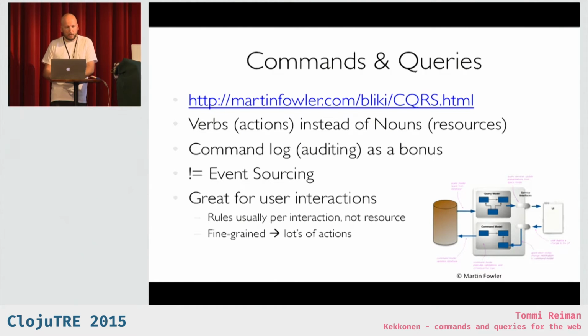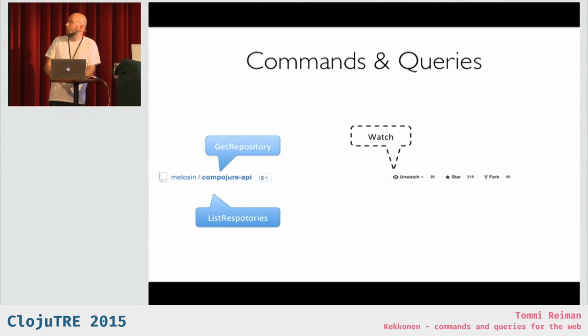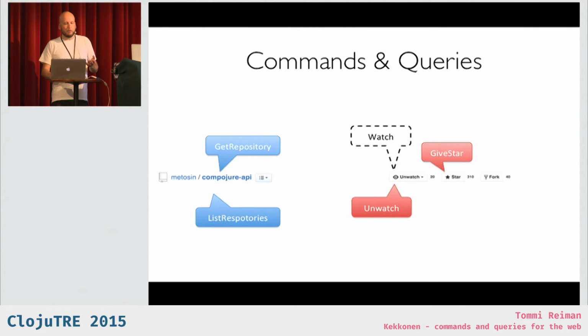But if there were a GitHub API, we would probably do something like this. So we'd have queries: list repositories, get a repository for one of those. Then there are three buttons. It's watch, but at the moment you cannot do that because you have watched it already. There is unwatch, which is doable because you are watching it already. You haven't starred the repo, so you can have a command give star. You cannot do remove star, and you can always fork the repo.